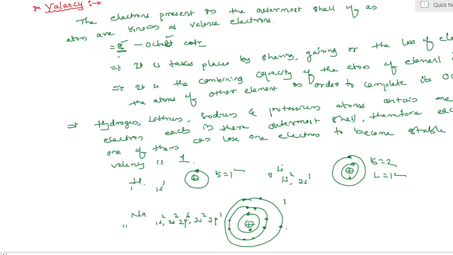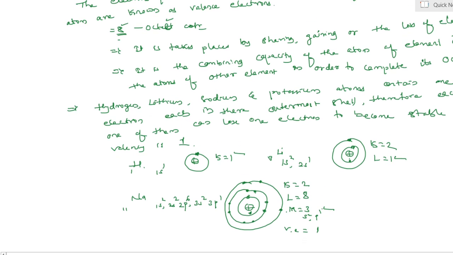Okay, K cell accommodates 2 electrons, L cell accommodates 8, and M cell 3, in which S is completely filled. P means 1. Therefore, valency of sodium here is only 1. Clear, my dear students? And now let us see.